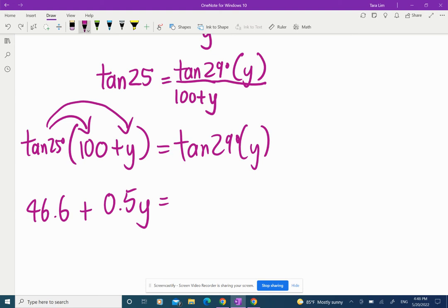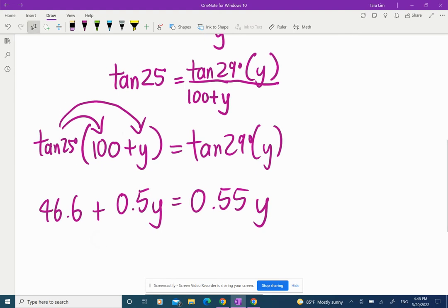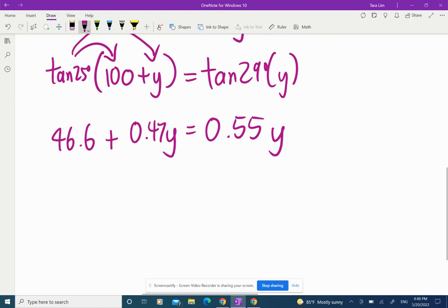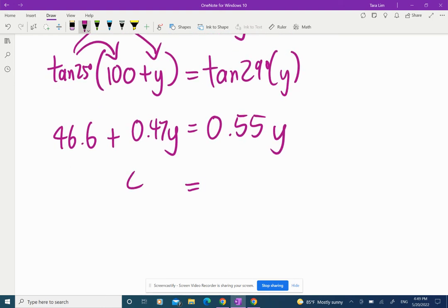So I'm going to type this in my calculator. Tan 29 on my calculator says 0.5, around 55 times y. Actually, I'm not going to write this as 0.5. On my calculator, it actually says 0.466308. So I'm just going to write 0.47. Yeah, that sounds right.